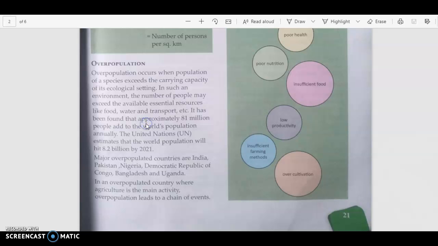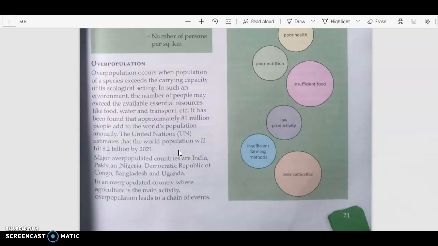It has been found that approximately 81 million people are added to the world's population annually, and the United Nations has estimated that the world population will hit more than 8.2 billion. So the major overpopulated countries are India, Pakistan, Nigeria, Democratic Republic of Congo, Bangladesh, and Uganda. In these, the number of people living in a particular area is much higher. Therefore, the resources are being depleted, resources are less compared to the number of people.